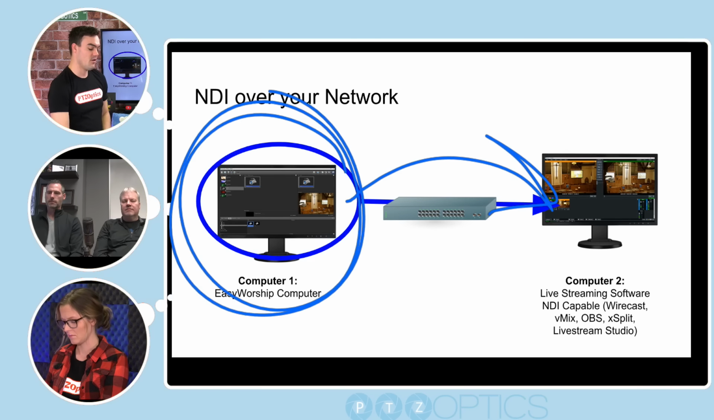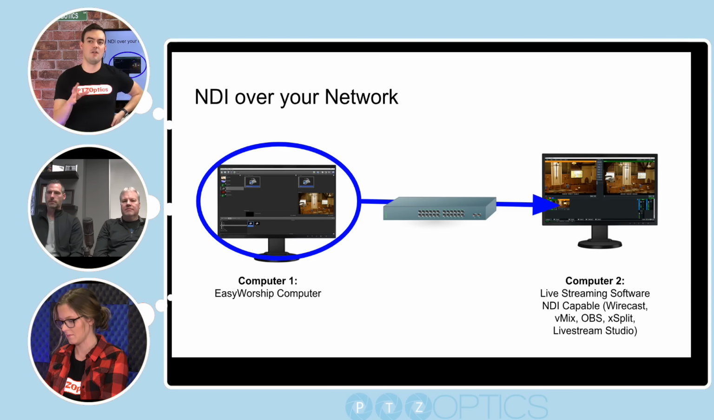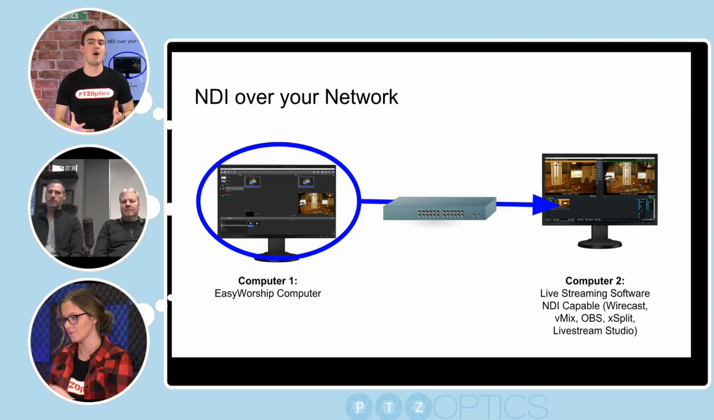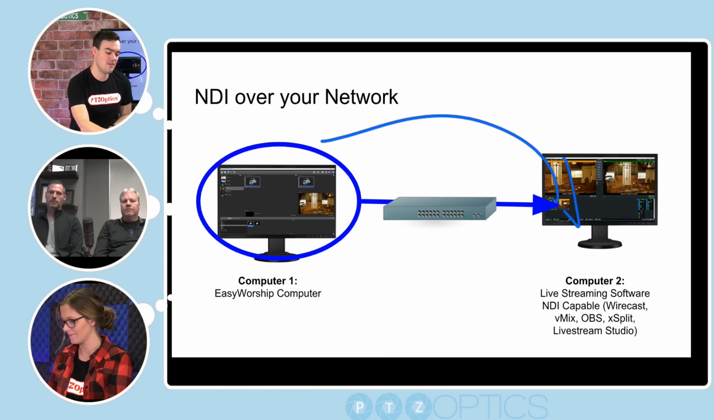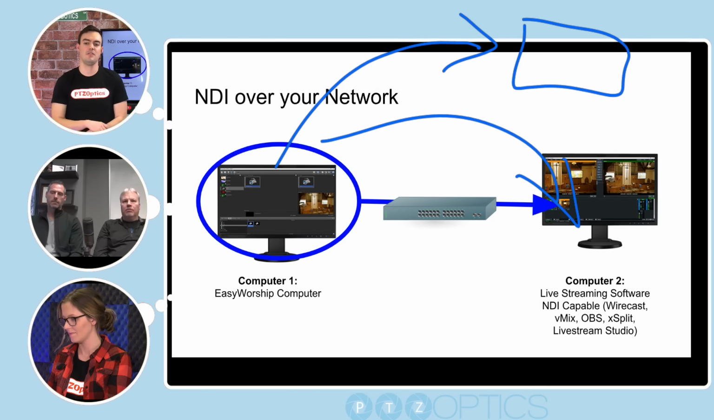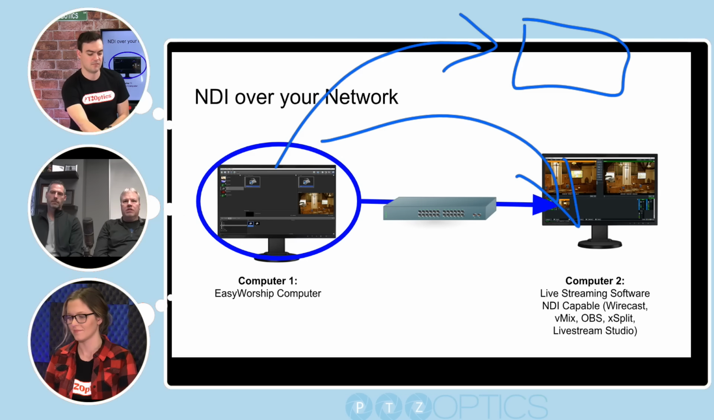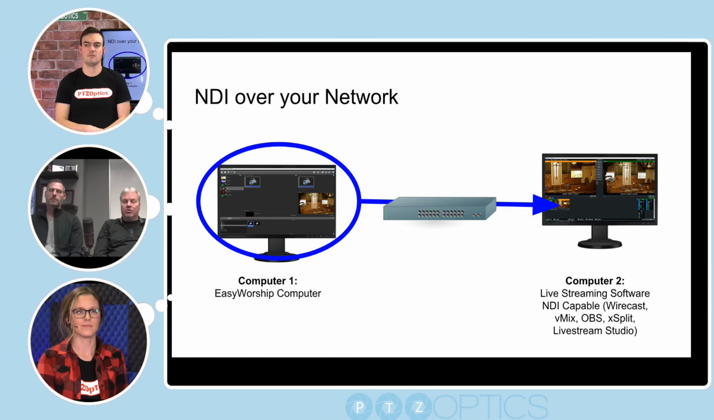So everything that's going on in EasyWorship. Now here's a question for you guys. So hopefully that makes sense. How many outputs can you have out of EasyWorship? Can you do an NDI feed from EasyWorship into vMix and then also send a feed to a projector? Is that possible? Yeah, right now, just one feed, which is the output. You can have multiple inputs, but just one output.